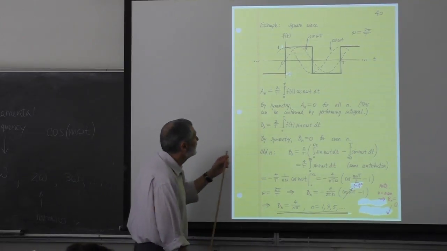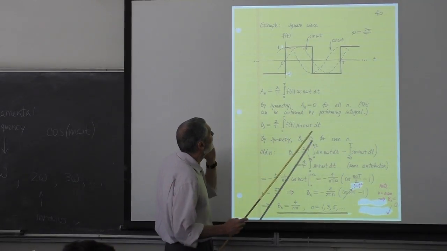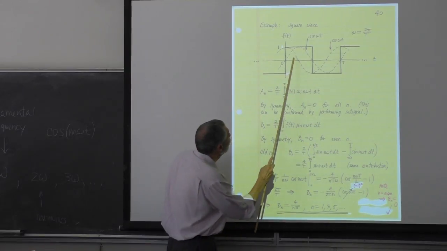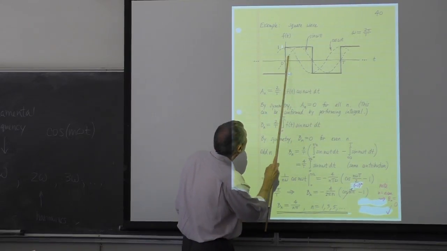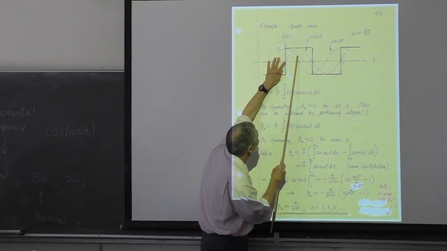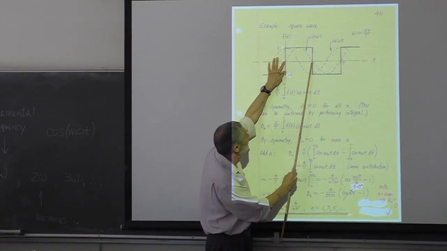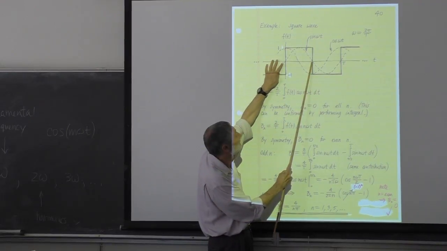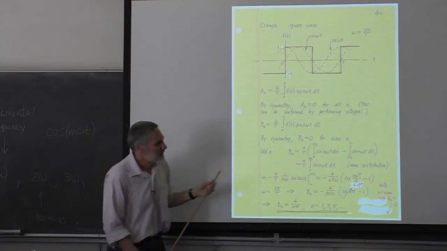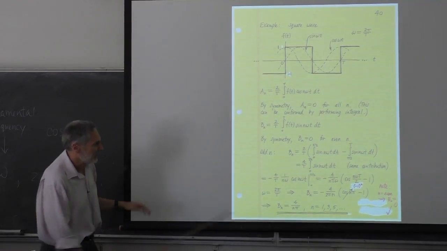So what about the sine of 2 omega t? What does that look like? Here's the sine of omega t. The sine of 2 omega t is going to come like this, come down like that, and go like that. It's going to repeat after half of the fundamental cycle. Is that going to help us? Nope. And the analysis will tell you that. Down here it tells you that.